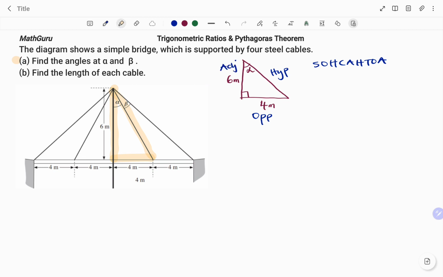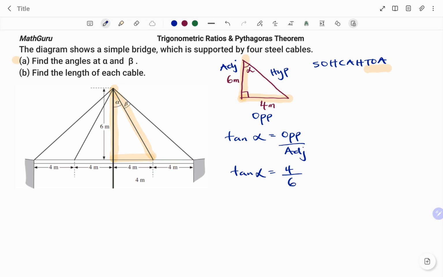So if you look at the diagram, in order to determine the size of angle alpha, I have my adjacent and my opposite given. If I go to my acronym, the trig function that uses opposite and adjacent is my tangent. So I have tan of the reference angle, which is alpha, equals opposite over adjacent. I have tan alpha equals opposite is 4 meters, and my adjacent is 6 meters.